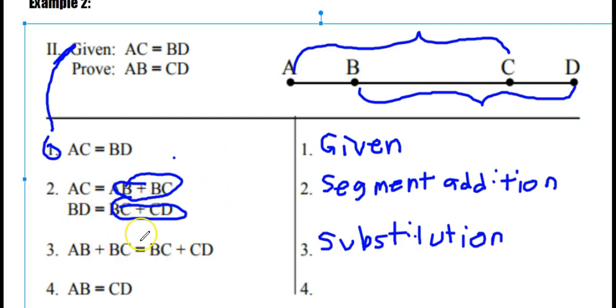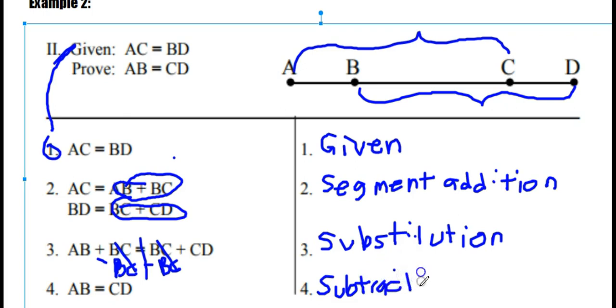Then this one's pretty slick, because these are all numbers, remember, you can subtract. If I subtract BC from both sides here, like it's an equation, if we were solving equations, those cancel out, leaving me with AB equals CD. So that's going to be the subtraction. This one's back from algebra. Subtraction property of equality.